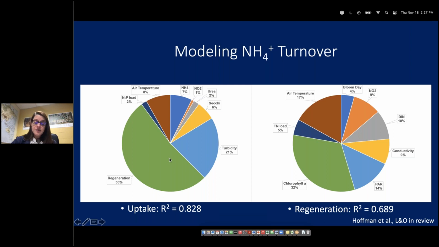And that has a pretty good R squared, again, of 0.82. The regeneration is harder to model, but a combination of, again, biomass, chlorophyll, PAR, conductivity, dissolved inorganic nitrogen, nitrate, how far along in the bloom we are, accounting for July 1st or so as basically day one, and air temperature and TN load, you can get kind of there. So an R squared of 0.689 is not terribly bad.